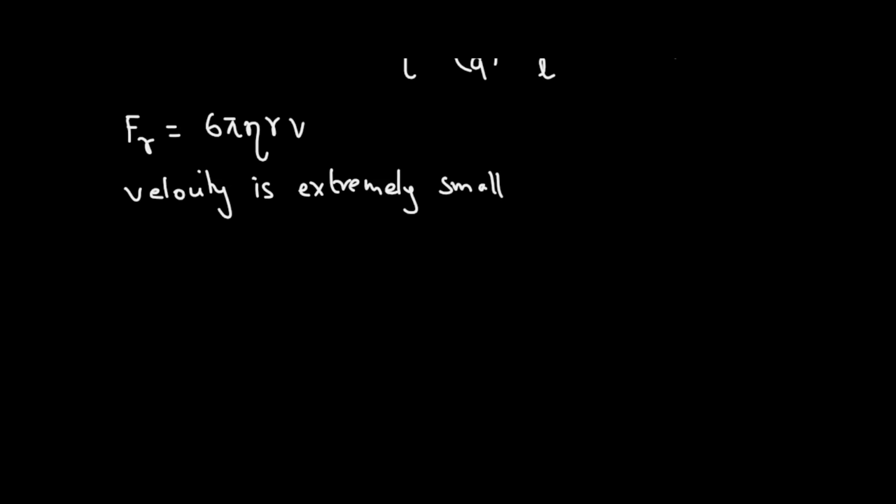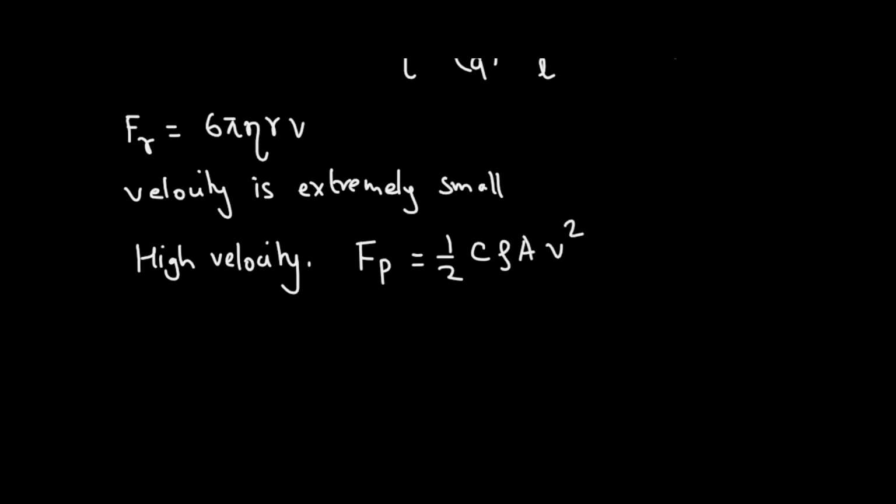So if we are working with a very high velocity scenario, then we are in the pressure drag domain. So we'll be using the formula f of p equals half c rho times a times v squared. Here a is the effective cross section of the object, rho is the density of the fluid or liquid through which the object is moving, c is the shape factor related to the geometrical shape of the object, and v is the velocity. Anyways, these terms are not that important for this particular idea.